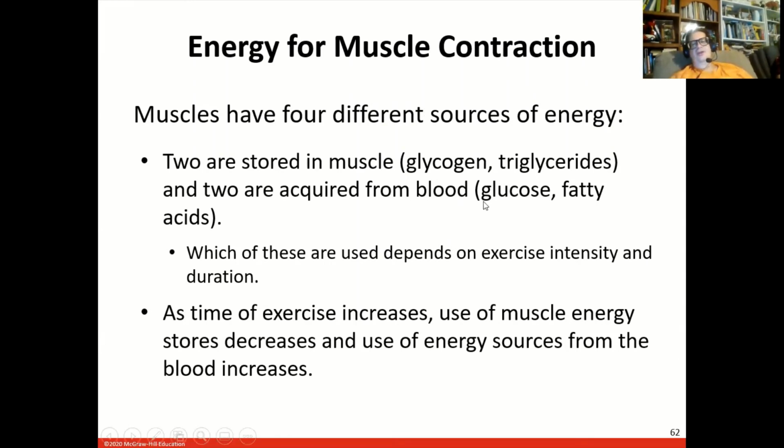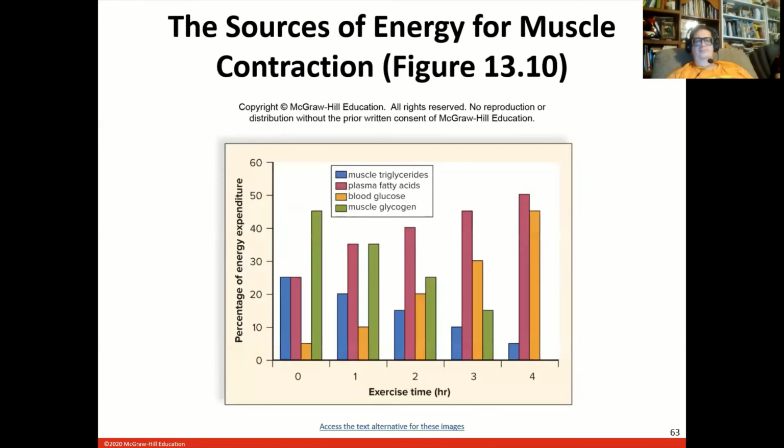So, yeah, they're listing 4 things, but the way it works is these things get taken in. If you can use them directly right now, great. And if you can't, you can store them up as glycogen or triglycerides to use them later. Which one you're using depends on how intense, how strong the exercise is, and how long it goes on. If you exercise for a long amount of time, you're going to use up any energy stored in the muscle, and you're going to have to pull the energy that's available in the blood.